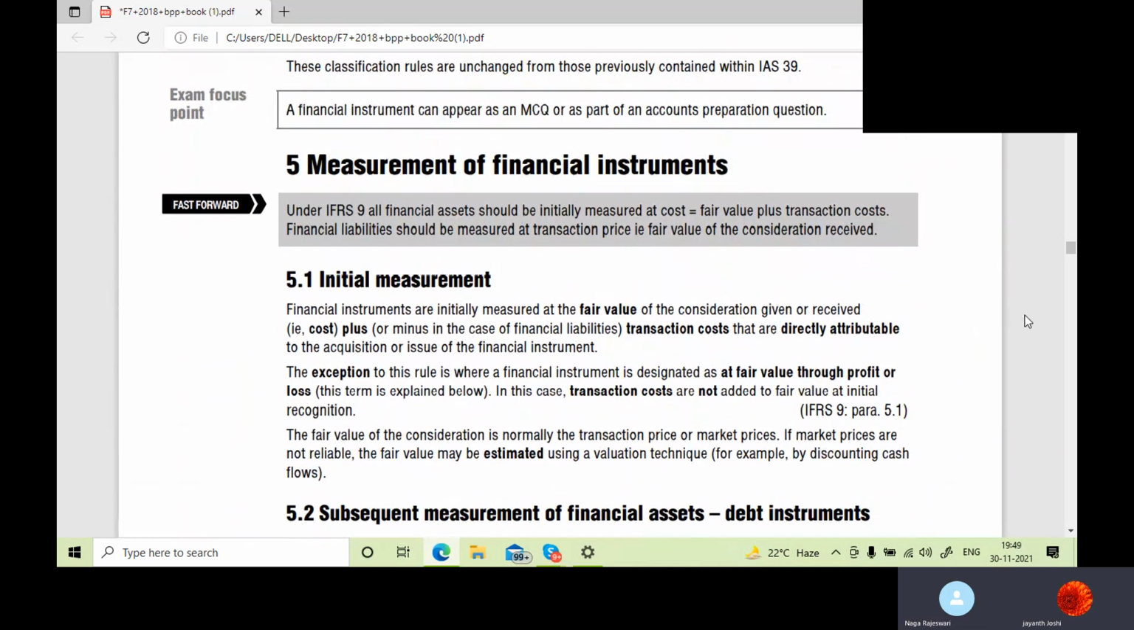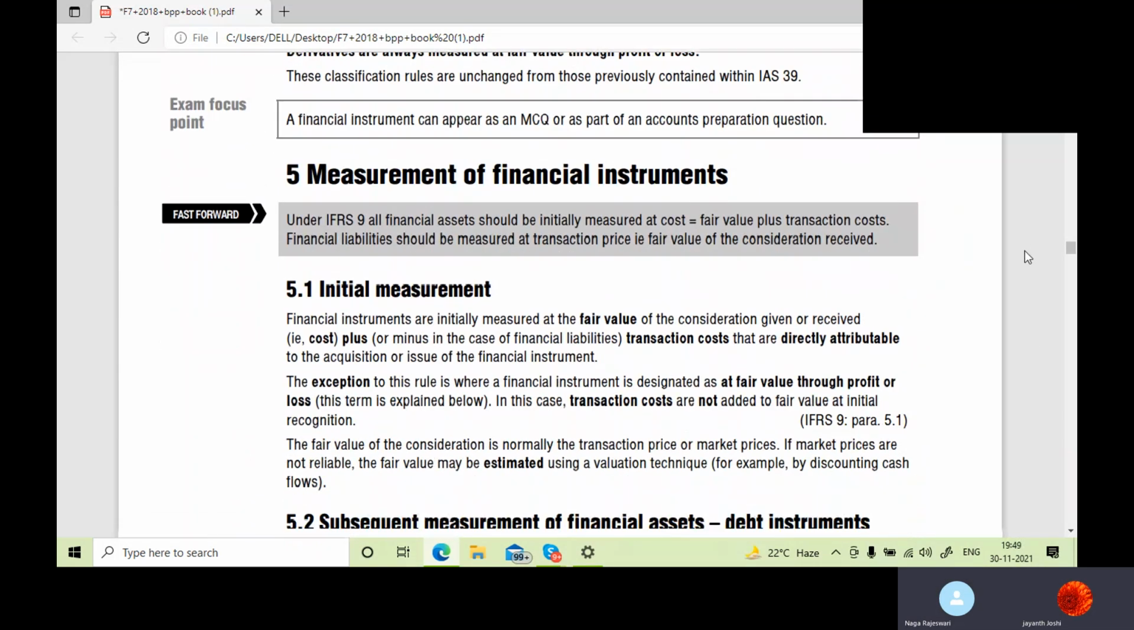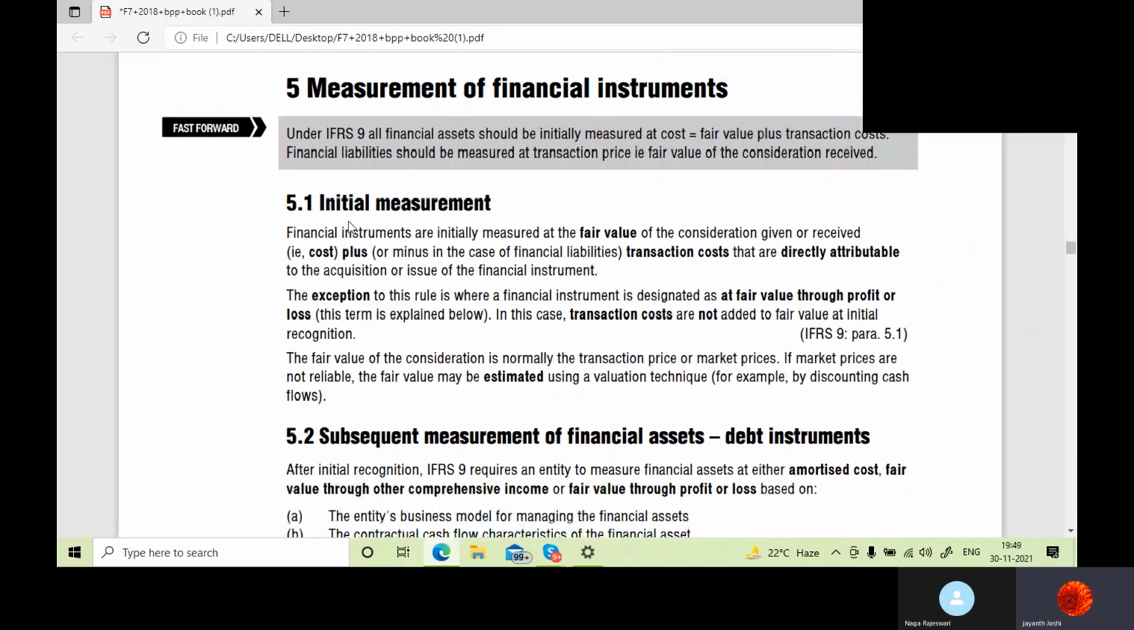So we are done with this chapter. Measurement, initial. Just one point we'll discuss. Financial instruments are initially measured at fair value of the consideration given or received. That is nothing but the cost. You are selling at that price, no?